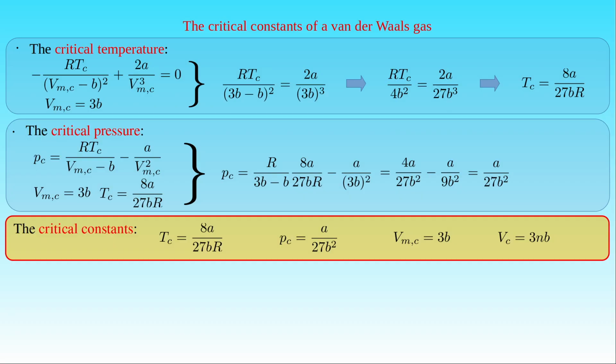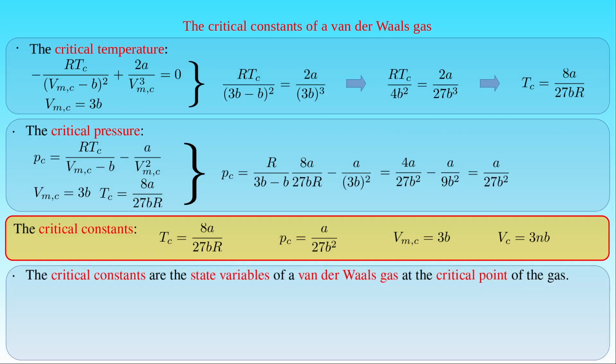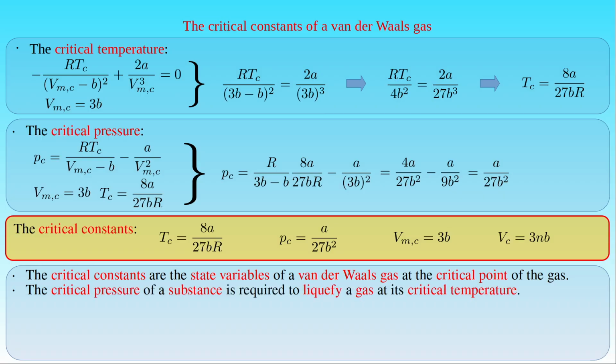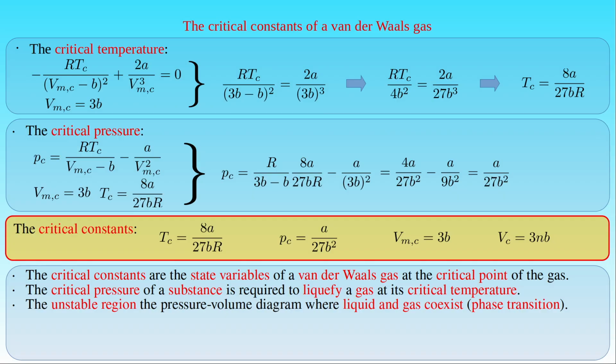We note again that the critical constants of a van der Waals gas are its state variables in its critical point, which is a unique physical state represented by the point of inflection on the critical isotherm of the gas. We already mentioned in the discussion on the van der Waals constants that the critical pressure of a substance is required to liquefy a gas at its critical temperature. This means that the critical point designates the top of the unstable region in the pressure versus volume diagram, where the critical phenomenon of phase transition of a gas can take place and where liquid and gas coexist.